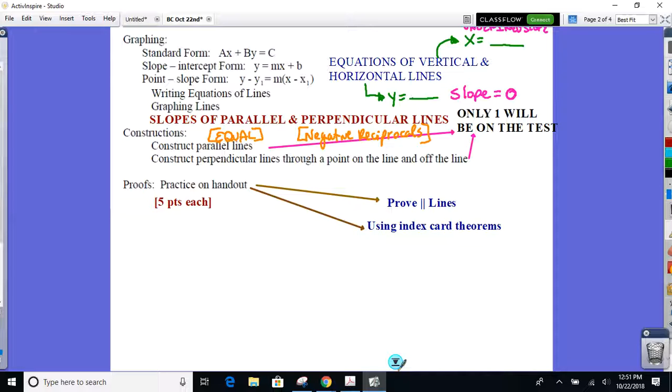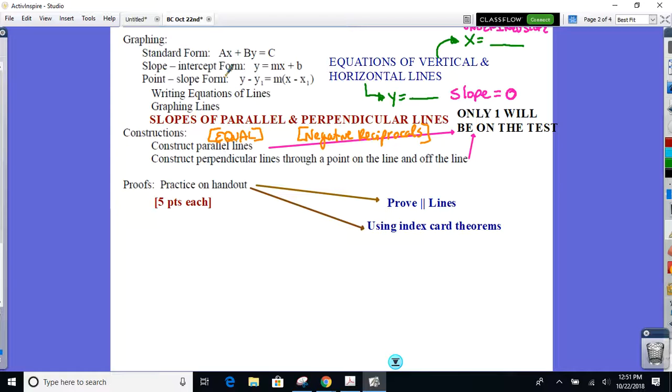Somebody asked me in the second period class, do we have to know all three of these? And my answer was no. Anything I need answered tomorrow should be left in slope-intercept form. That does not mean, though, that I can't give you an equation in standard form and ask you to pull the slope off of it. Okay, don't disregard standard form and point slope.